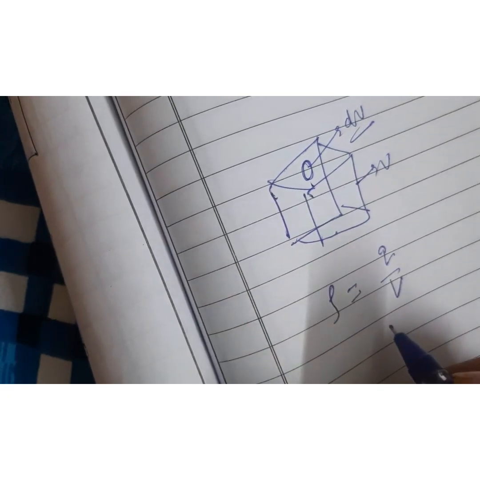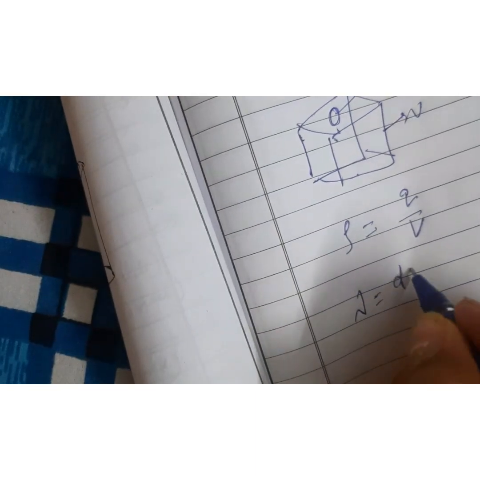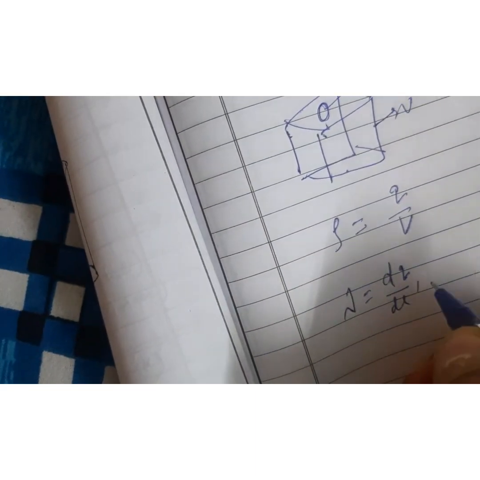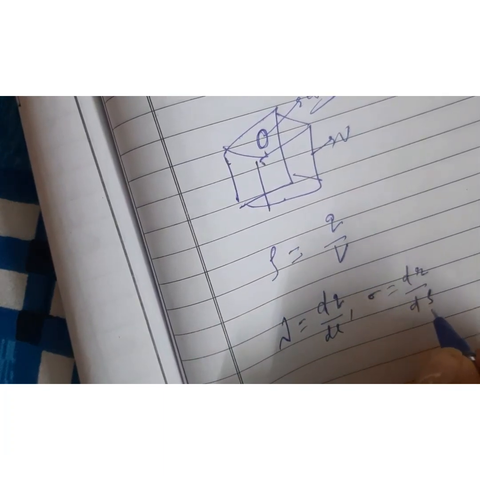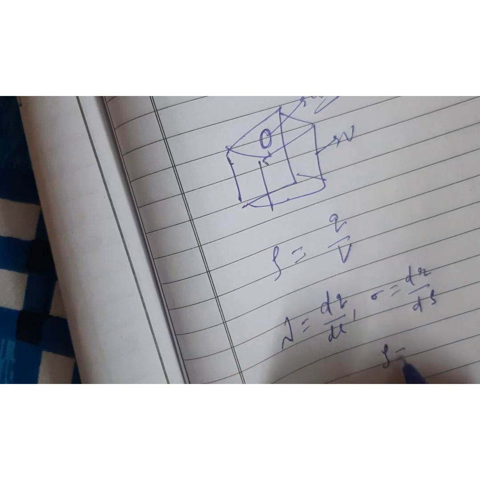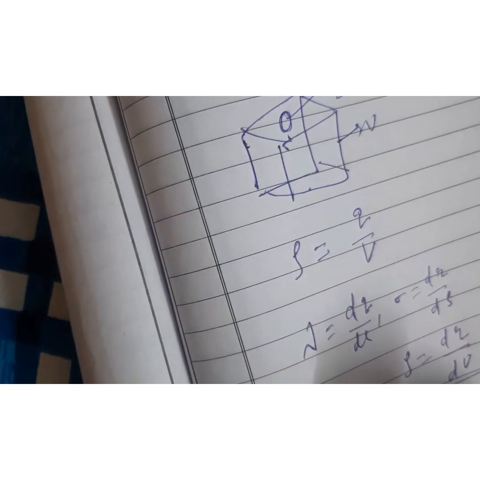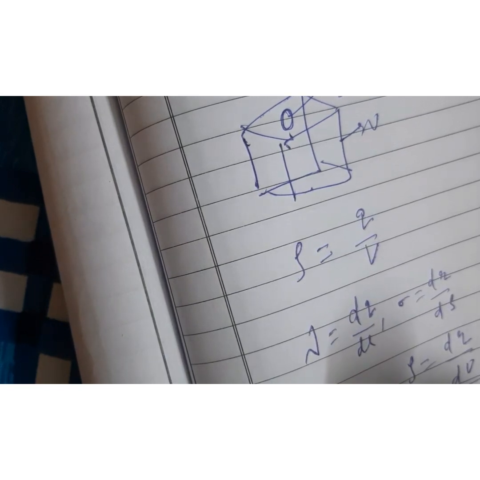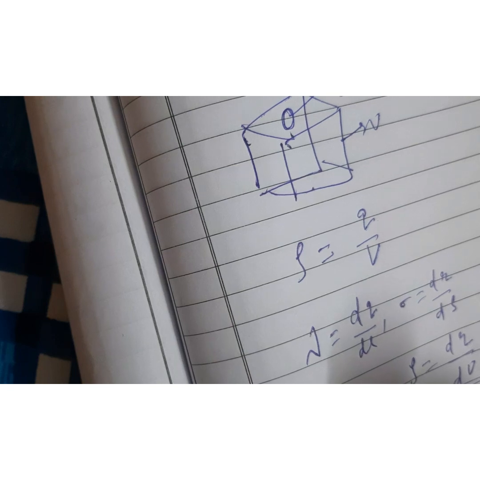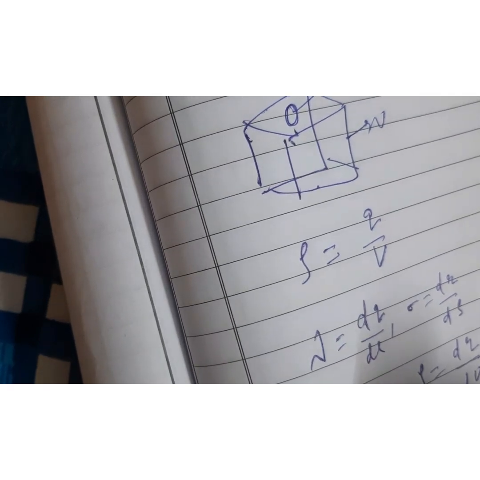And for a small amount we also consider lambda equal to dq upon dl. For sigma, dq upon ds, small charge distribution. And for rho, dq upon dV. We can use or consider these values in force and electric field for charge distribution, which is shown in our PDF. Thank you.